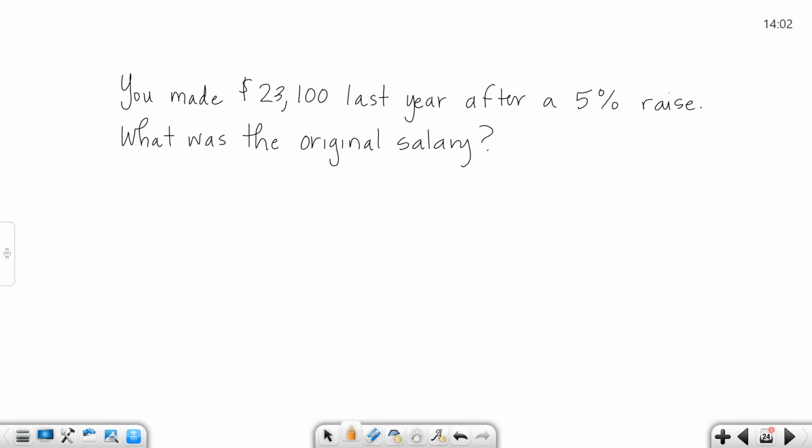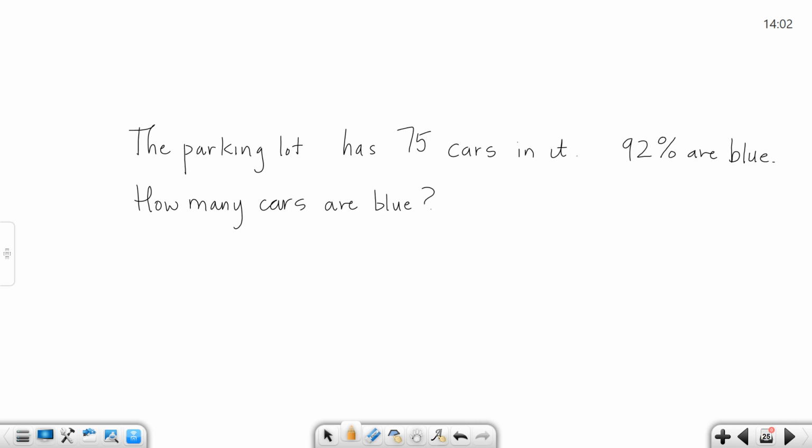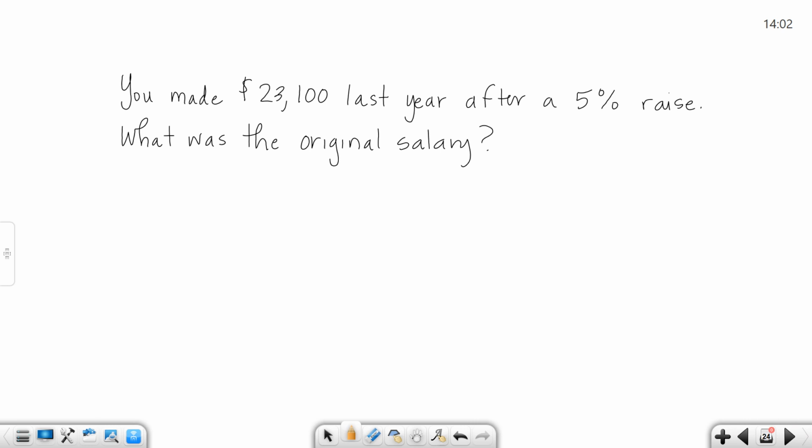Okay, so then it asks you an original cost problem. 2, 3 more. We're almost done. You made $23,100 last year after a 5% raise. What was the original salary? So that's how it looks. So your original salary, I don't know. That was the question where it says what was the original salary. But your raise was 5%.